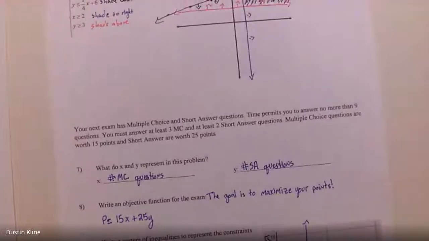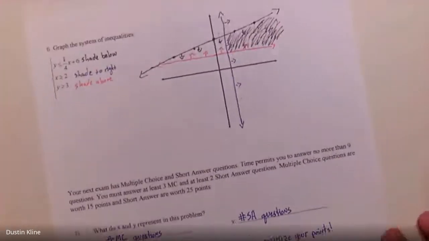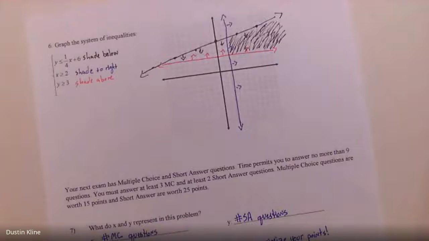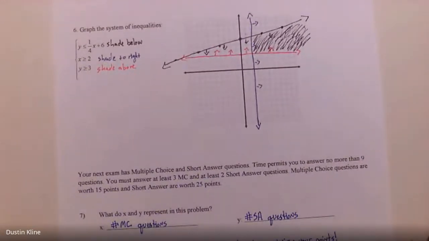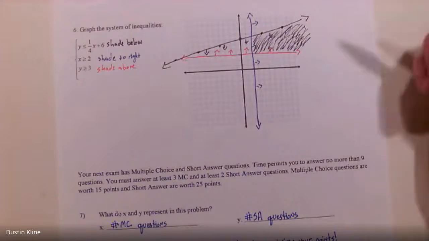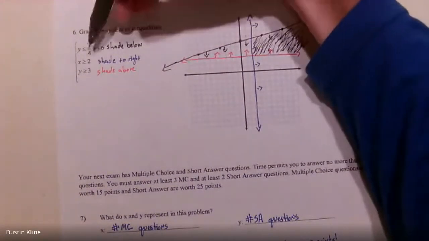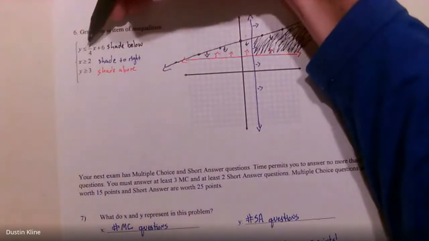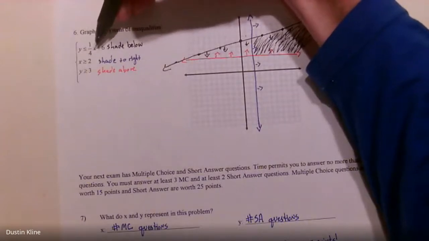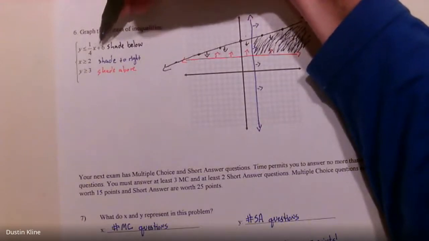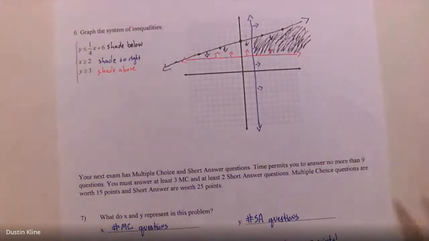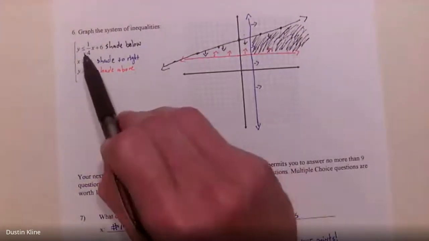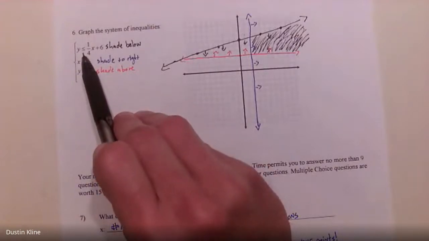As we look onto the second page of our review, number 6 asks us simply to graph the system of inequalities. So we learned this week that we can graph a linear inequality, right? You just treat this as if it was y equals 1/4 x plus 6. That's your slope-intercept form, your y-intercept being 6, your slope being a positive 1/4. Graph that line and then make a choice on how you're going to shade.